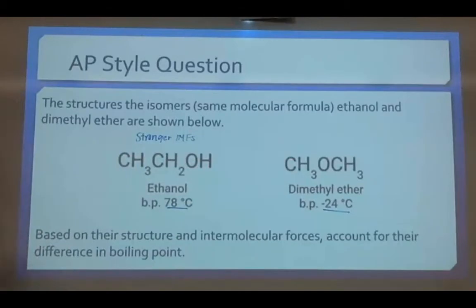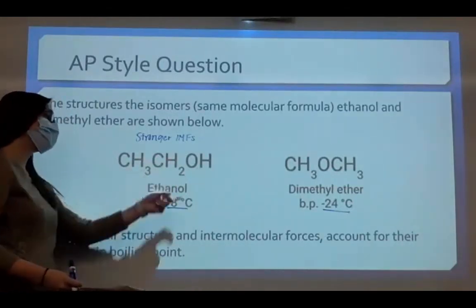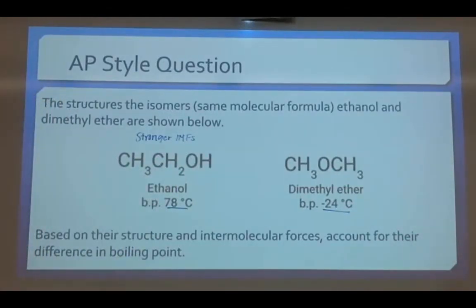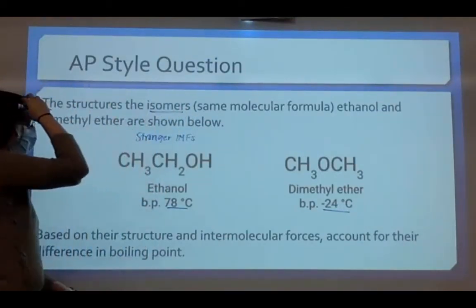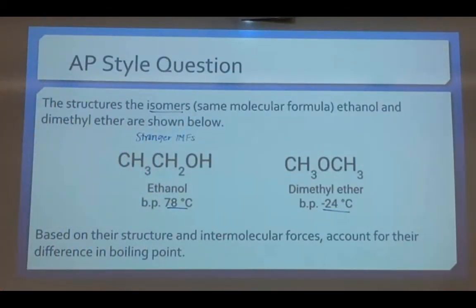The lower the boiling point, the weaker the IMFs. So if we have to account for the difference in boiling point, we're trying to figure out why ethanol has stronger intermolecular forces than dimethyl ether. Because they're isomers, which means same formula, they have the same number of electrons, so they have similar dispersion forces.